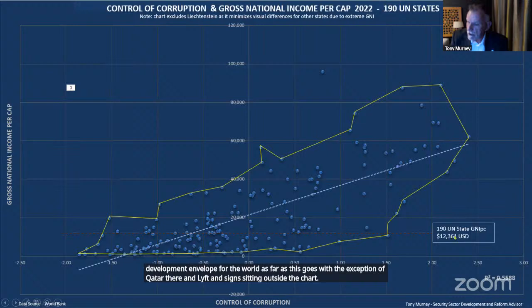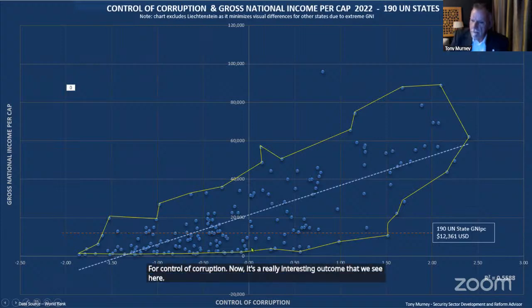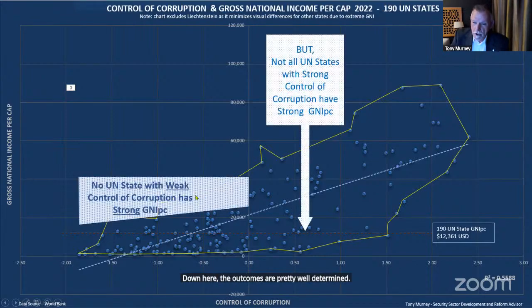The median income for the world at this point with those 190 states is $12,361 US dollars per capita. Over here, you can see half the world is trapped against this x-axis, against the low income measures. But there's a large spread for control of corruption. Now, it's a really interesting outcome that we see here. Down here, the outcomes are pretty well determined. No UN state with weak control of corruption has strong GNI.